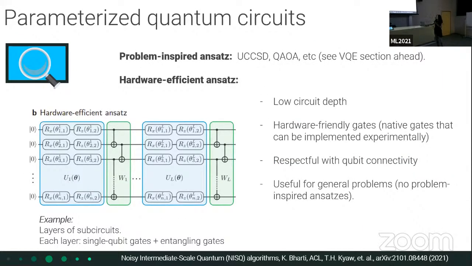This is one of the examples of this hardware-efficient ansatz. As you see, we define layers of gates, for instance, a layer of rotational gates and a layer of alternating CNOT gates, and we repeat over and over. We hope that by repeating multiple layers, we are approximating the solution better, but there are no guarantees in general. So it's heuristic.